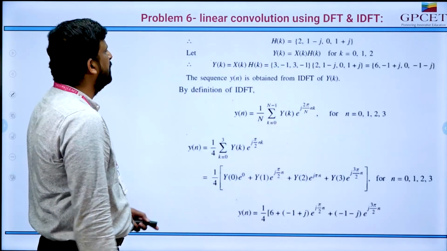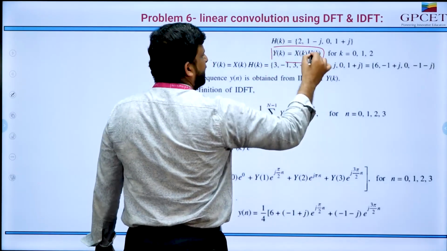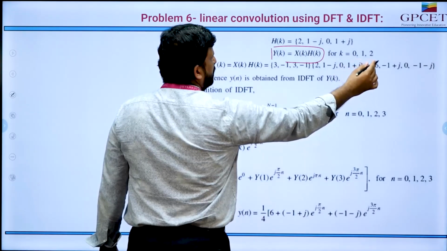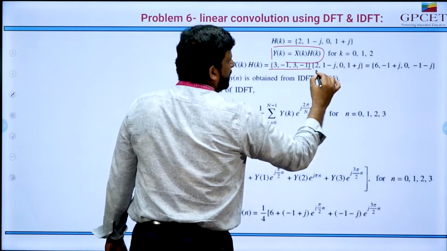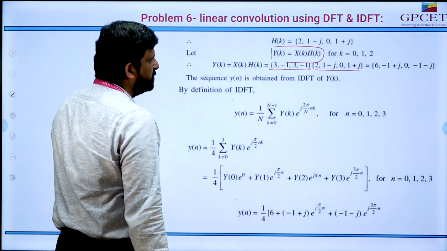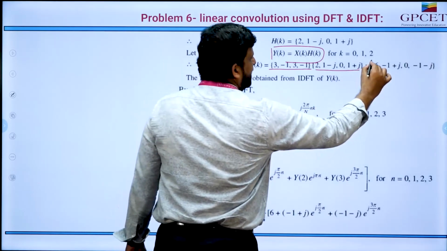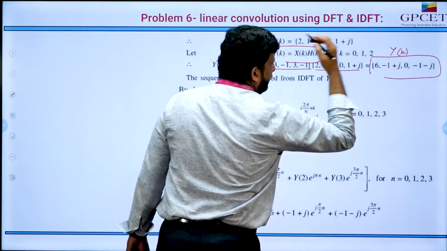Now what we need to do? We need to compute y of k is equal to x of k into h of k for all the values 0, 1, 2, 3. So we know the values that were obtained: X of k is these values and, sorry, h of k is these values. If we multiply those two, this is the final value of y of k.